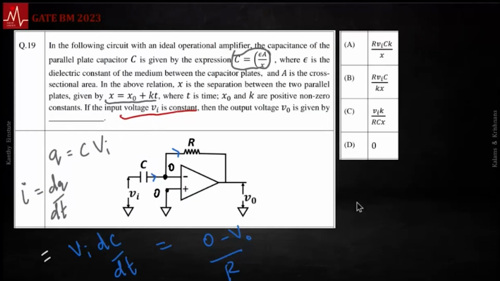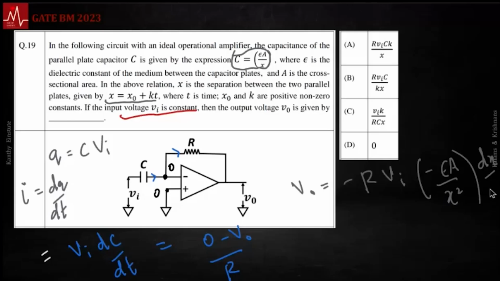Your V naught is minus R times VI dC by dt. So derivative of that, that I suppose is minus epsilon A and all that is constant by x square, into dx by dt. Dx by dt is just k, right? So at this stage, you kind of know the answer.